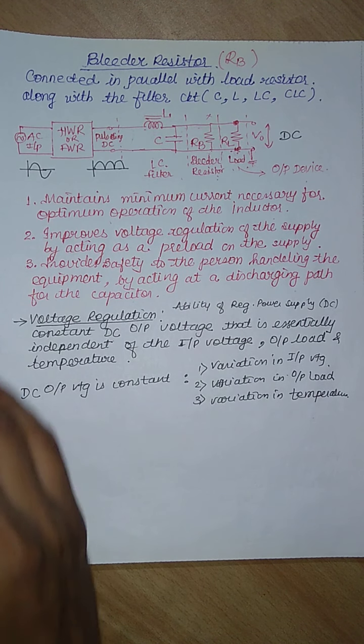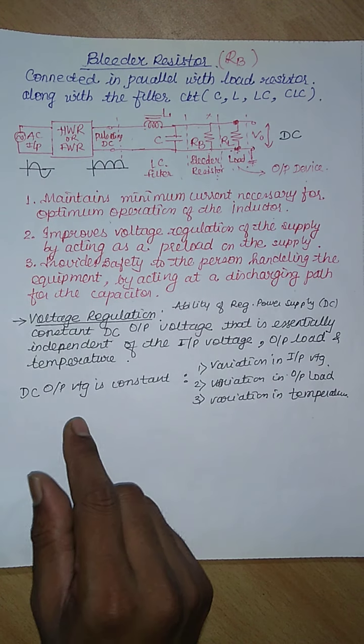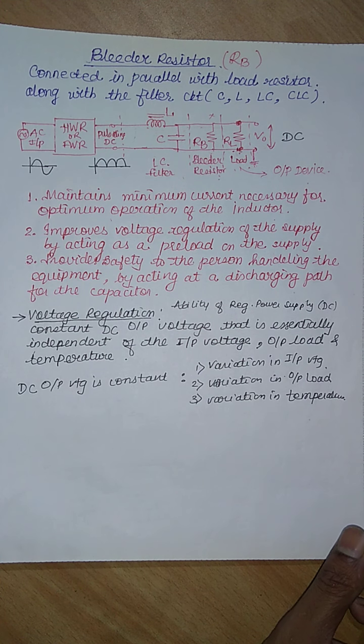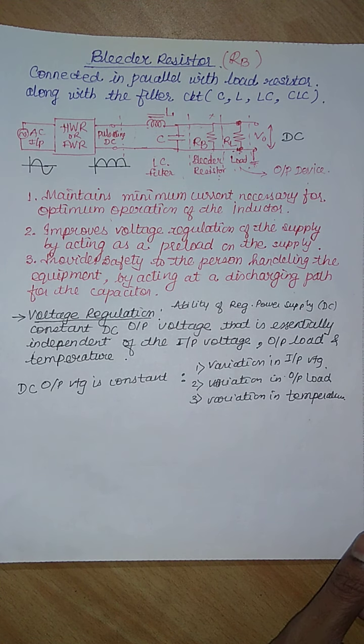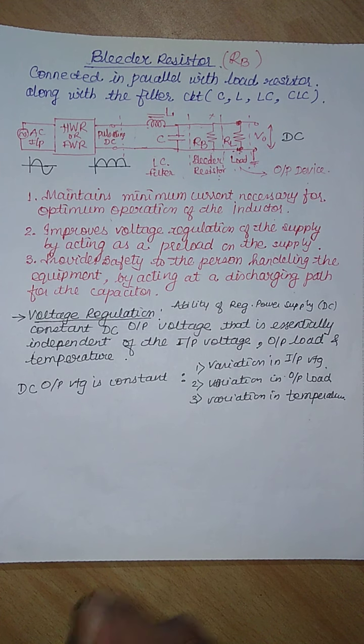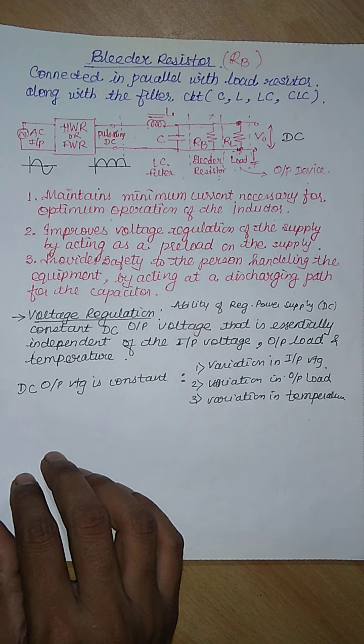So this is about the bleeder resistor and voltage regulation. It improves the voltage regulation. It improves safety to the person who handles the device, and also it maintains the minimum current necessary for the optimum operation of the inductor. So this is about the bleeder resistor, and it is very important that it should be connected across a load whenever we are using the DC regulated power supply. Thank you very much.